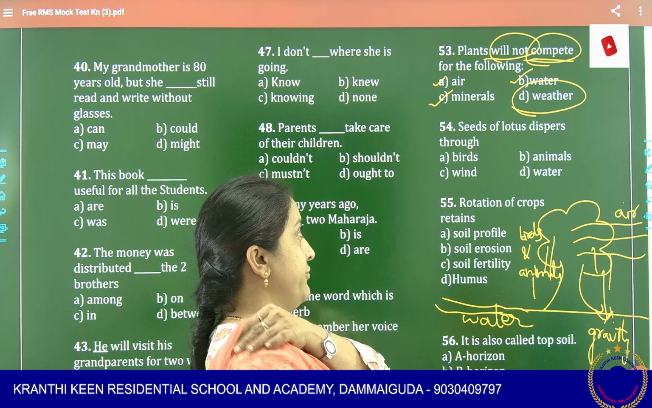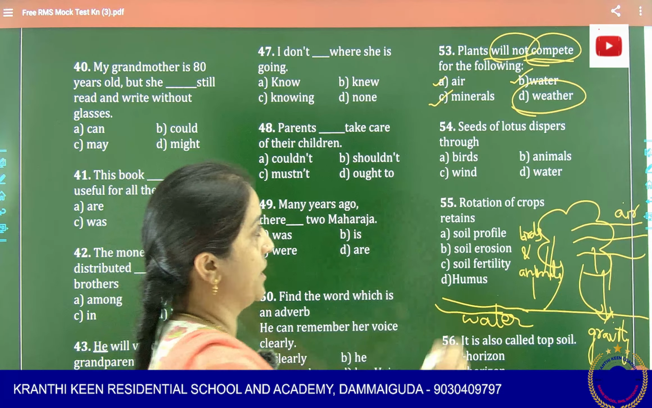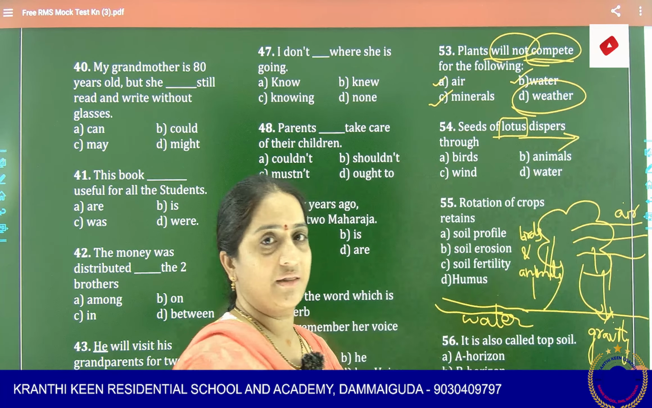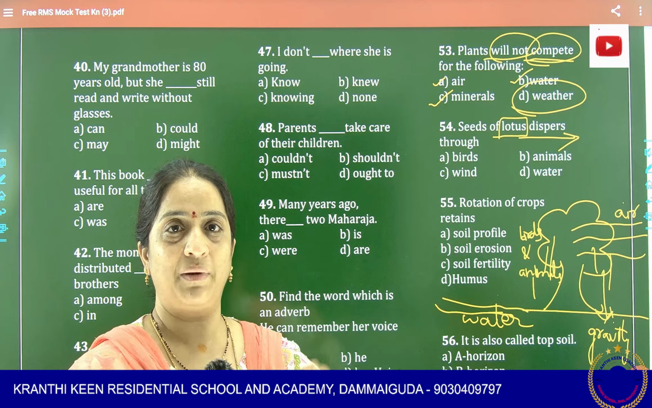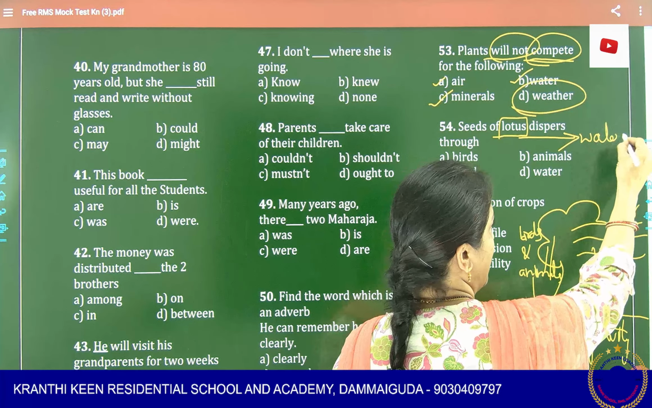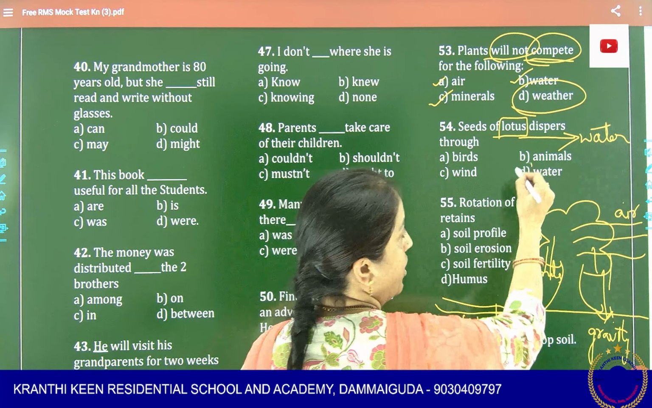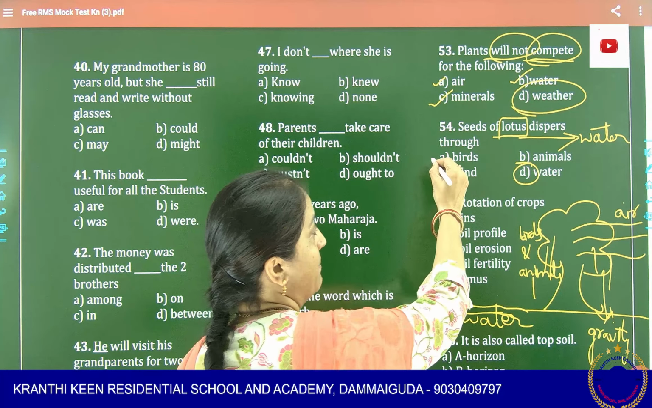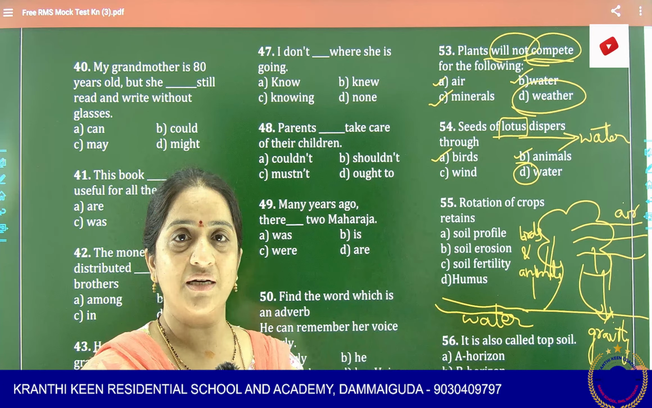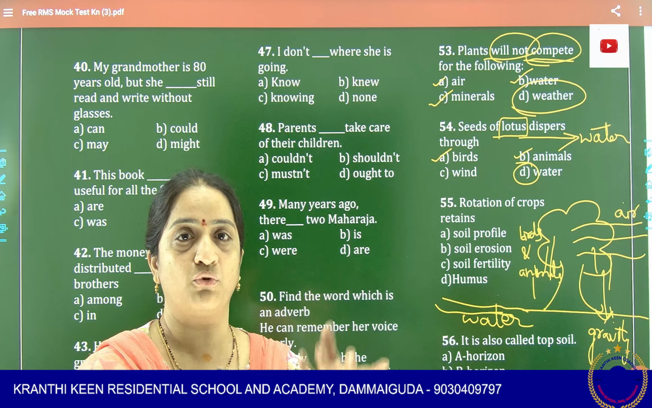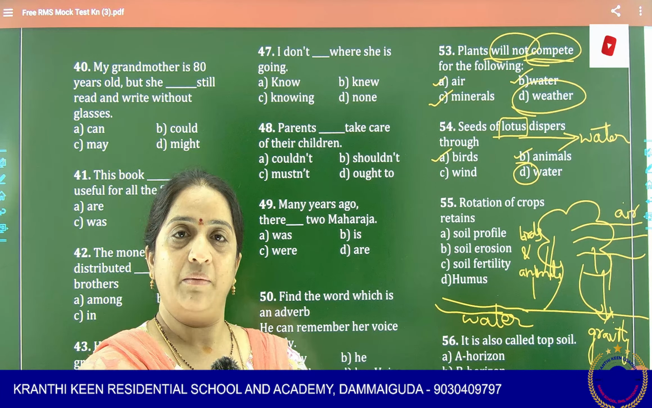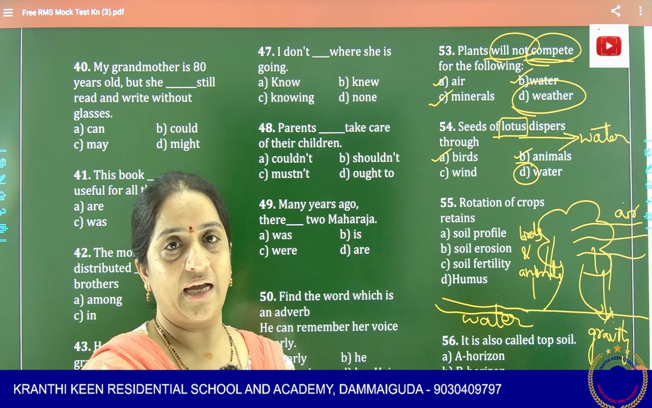Next, moving to the 54th question, seeds of lotus. Just keep this in mind as a reminder: where do the lotus plants live? They live in water. Yes. So obviously they disperse through water. For example, birds eat different fruits. Fleshy fruits will be eaten by the birds, and the seeds will not get digested by the bird.